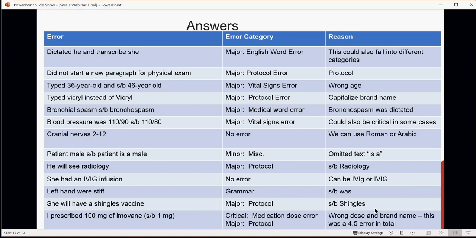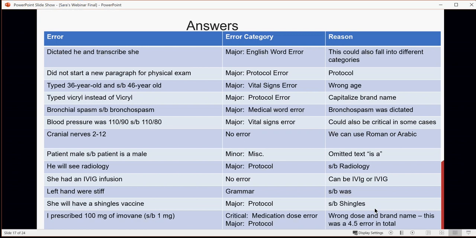She had an IG infusion. No error there. Could be either lowercase g or uppercase G. Left hand were stiff. That is a grammar error. Should be was. She will have a shingles vaccine. That is a major protocol error. Remember we said we capitalize the first letter of a vaccine or immunization.